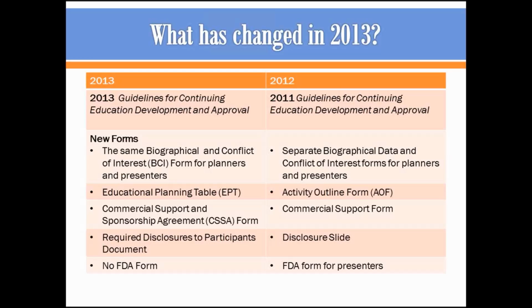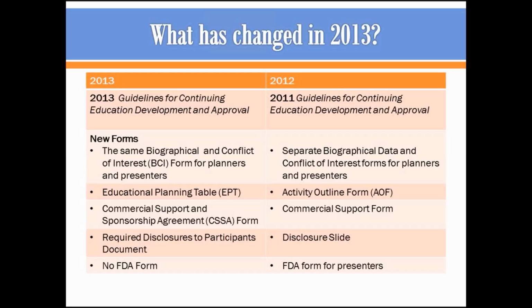Another new form that we have is called the Educational Planning Table, EPT. This replaces the Activity Outline Form, AOF, as it was referred to. There are many similarities between these two forms, the old and the new, but we think you'll find some new enhancements that you'll find much more acceptable to use.